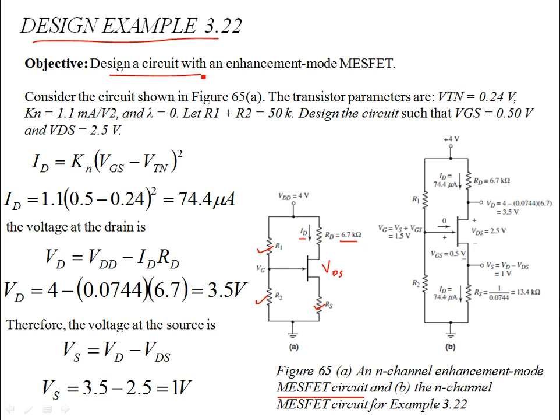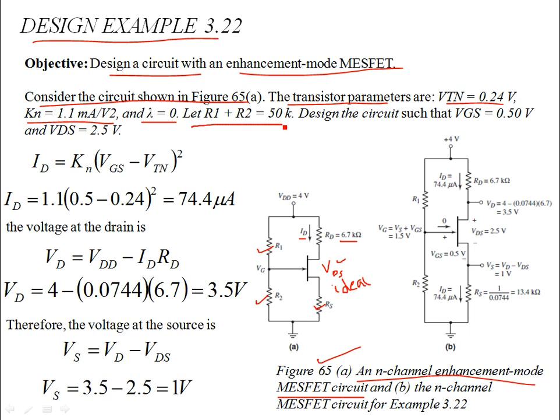So the objective is to design the circuit with an enhancement mode MESFET. Consider the circuit in figure 6.5A over here. This is figure 6.5, an N channel enhancement mode metal semiconductor field effect transistor. The transistor parameters are given. The threshold voltage is 0.24 volts. Conduction parameter is 1.1 milliamps per volt squared. Modulation parameter is 0. That means the transistor again is ideal, so we're not going to consider the forward resistance of the transistor. In saturation, the current is independent of VDS.